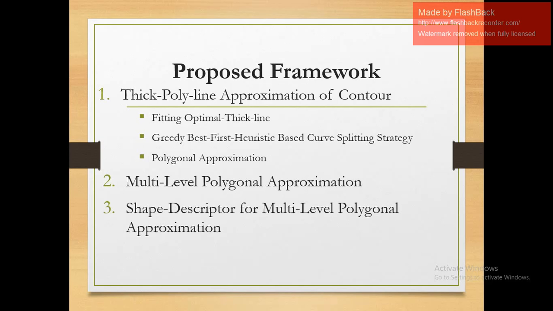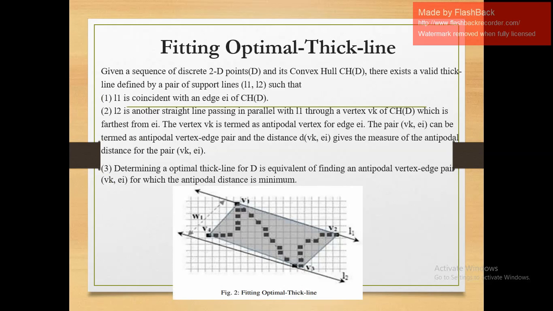First we find out the thick polyline approximation of our contour using the optimal thick line, and then we perform the greedy best first heuristic based curve splitting strategy, and then the polygonal approximation. Finally, we use the shape descriptor for multi-level polygonal approximation. So coming to our first task, that is fitting optimal thick line.